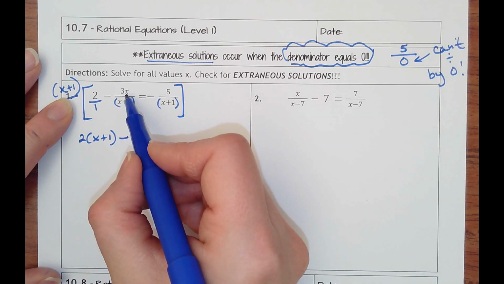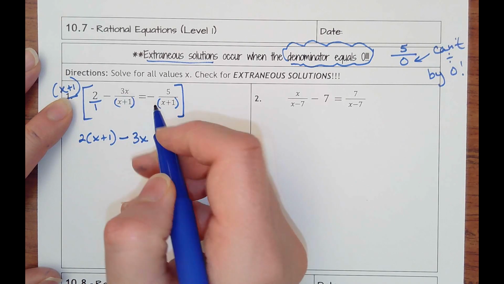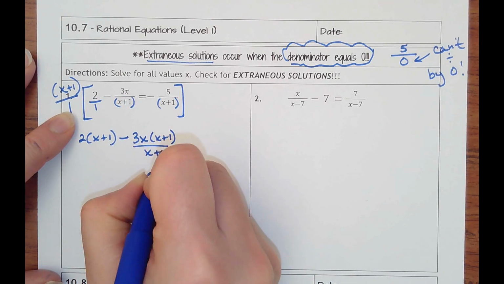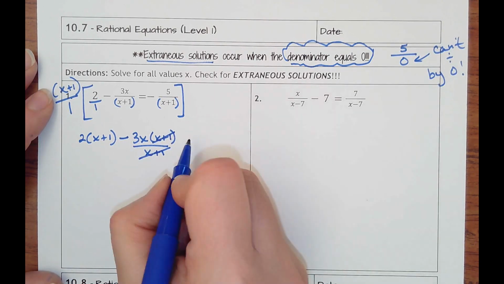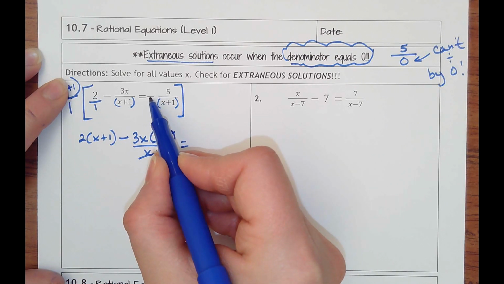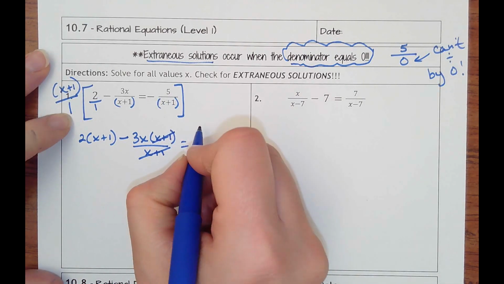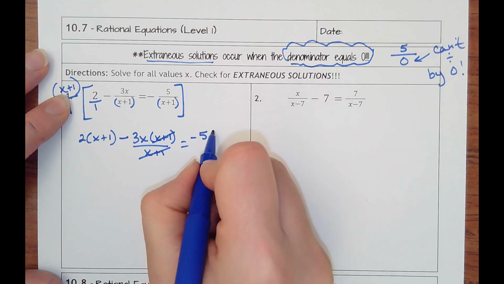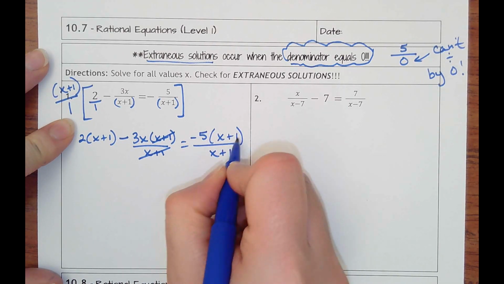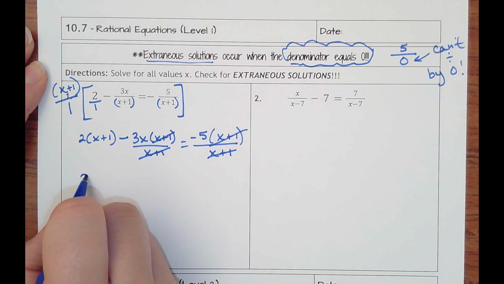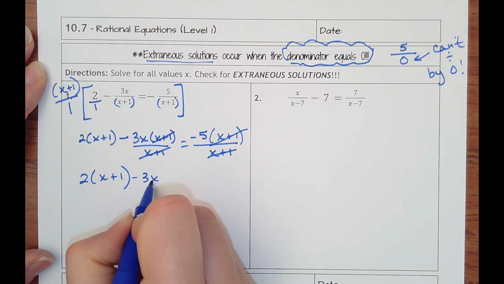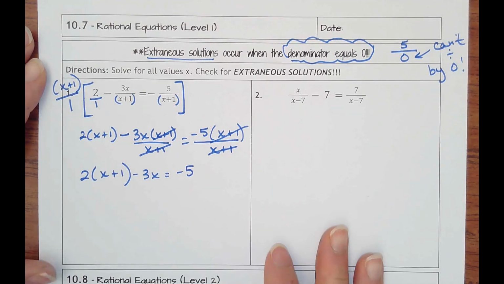But if you're still not getting that, you can say, well, negative 3x times the x plus 1 over x plus 1, and see that these things cancel. Then equals, again, these x plus 1s are going to cancel, so you would have just negative 5 over 1. But again, if you want, put negative 5 times x plus 1 over x plus 1. So what I've got now is 2 times x plus 1 minus 3x equals negative 5. And then you solve.